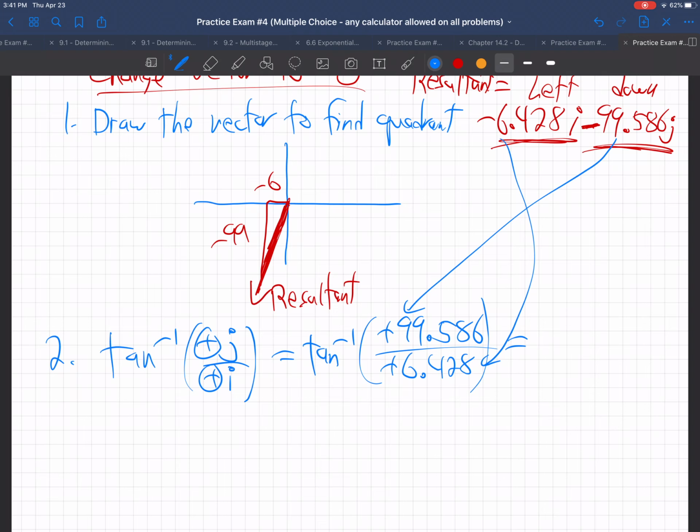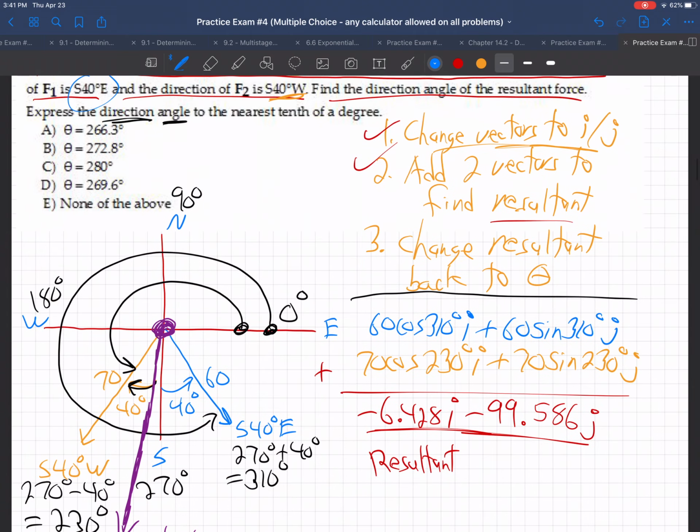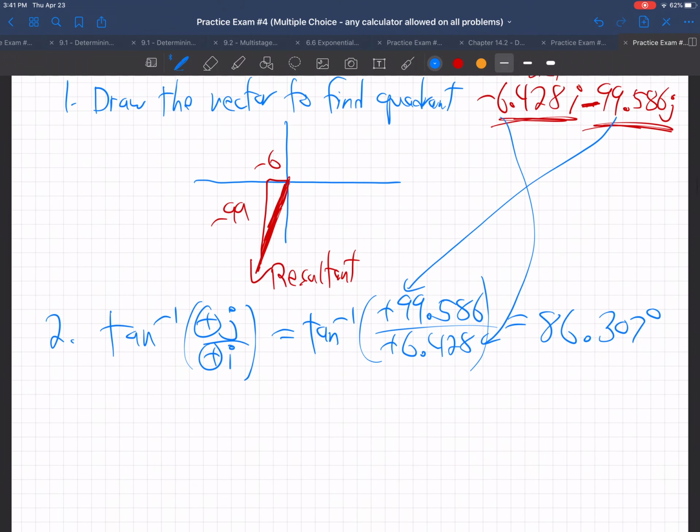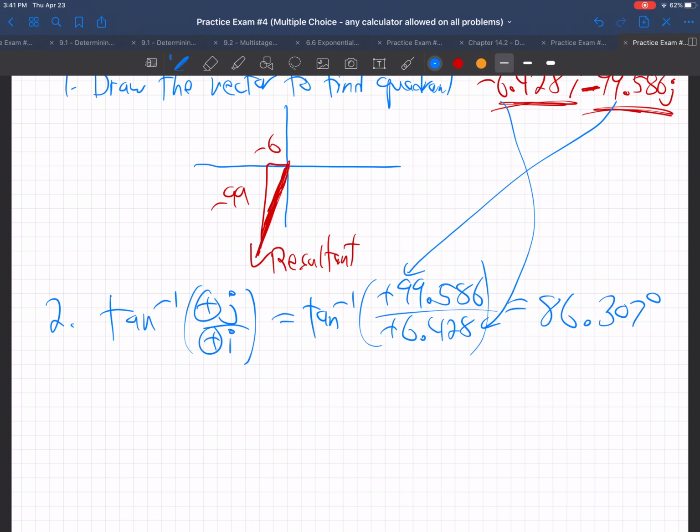And I'm getting 86.307 degrees. Now that's not my answer. A lot of people get that and they go, okay, there's my answer. Go up and let's find it. 86. It's not there. It's not done yet. This is the part that you really need to pay attention to that most people miss. This is a reference angle. It's not the actual answer yet, but it'll refer us to the answer. It's a reference angle. What do you mean, reference angle?